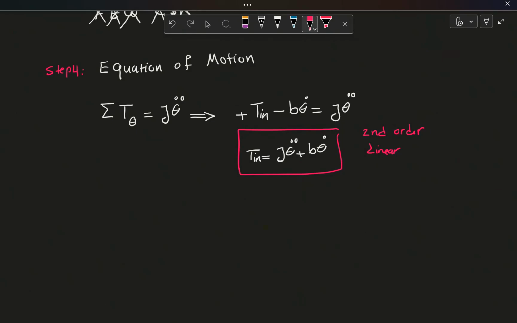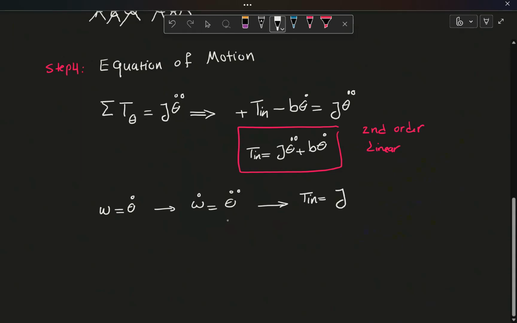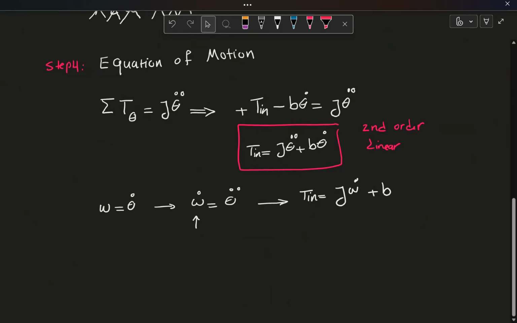Okay, so yes, it's possible for this specific system. Note that if you consider omega as theta dot, then omega dot would be theta double dot. And if you substitute theta dot and theta double dot in the dynamics of the system, then you will have T input equals J, instead of theta double dot, I'm going to put omega dot, plus B, and instead of theta dot, I'm going to put omega.